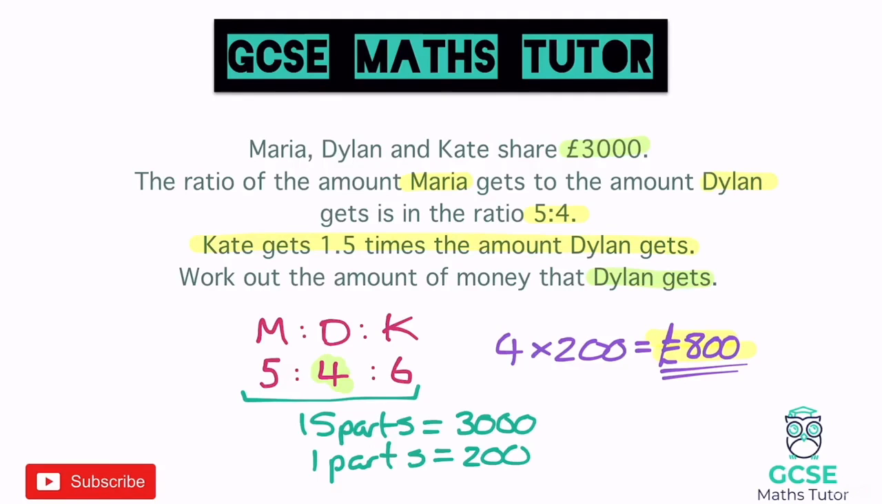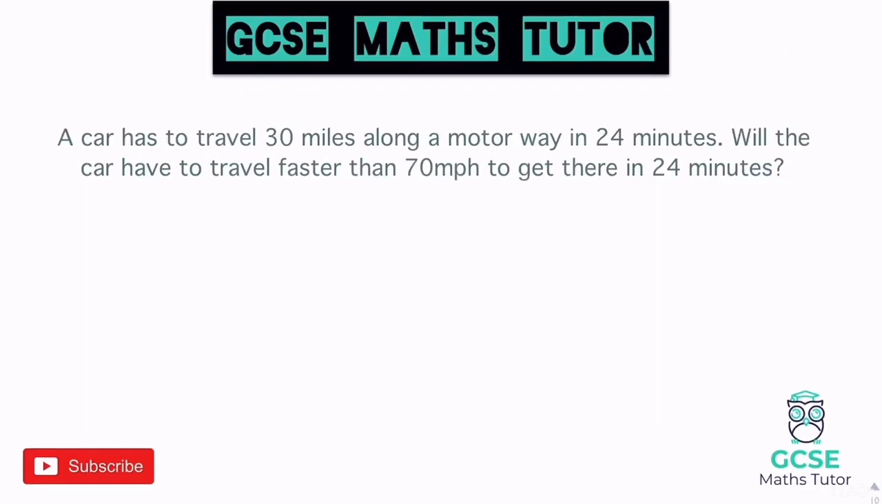A slightly different question here, we've got to think about creating the ratio slightly ourselves. The car has to travel 30 miles along a motorway in 24 minutes. Will the car have to travel faster than 70 miles an hour to get there in 24 minutes? Now I'm going to do this as a non-calculator one, then we'll have a look at one that's maybe a little bit more calculator based.